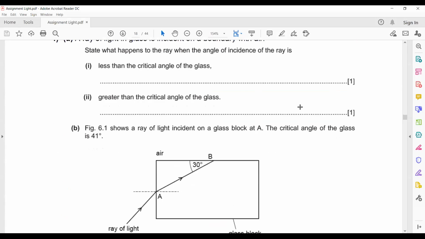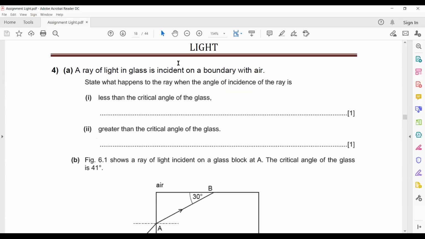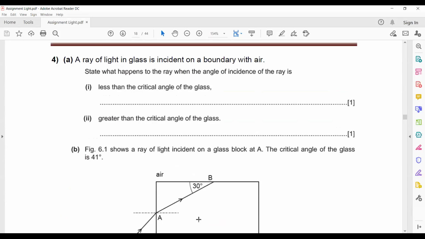As you can see in this question, a ray of light in glass is incident on the boundary with air. State what happens to the ray when the angle of incidence is less than the critical angle. If it is less than the critical angle, what will we observe? The angle of incidence is smaller than the critical angle.